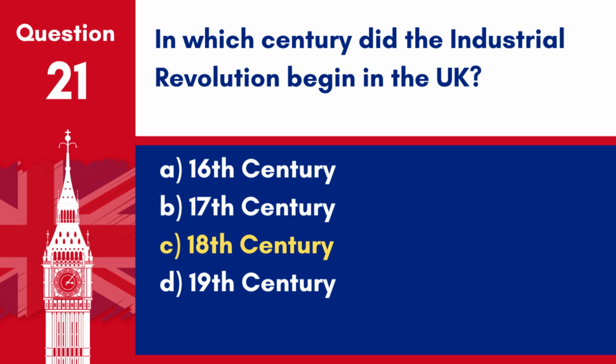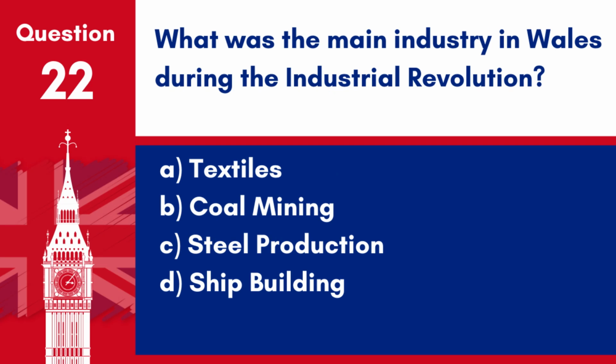Answer: C. 18th century. The Industrial Revolution began in the UK in the 18th century, marking a major turning point in history. Almost every aspect of daily life was influenced in some way. Question 22. What was the main industry in Wales during the Industrial Revolution? A. Textiles. B. Coal mining. C. Steel production. D. Shipbuilding.